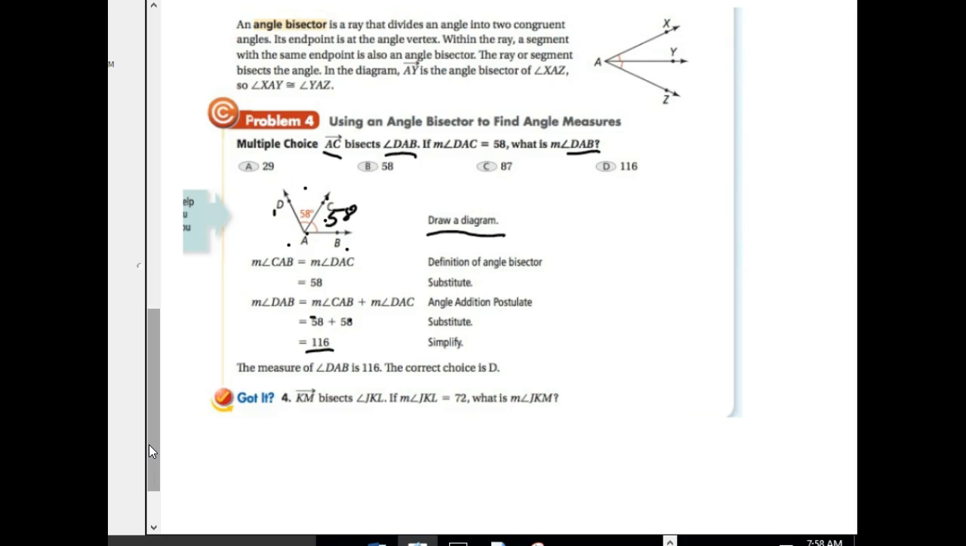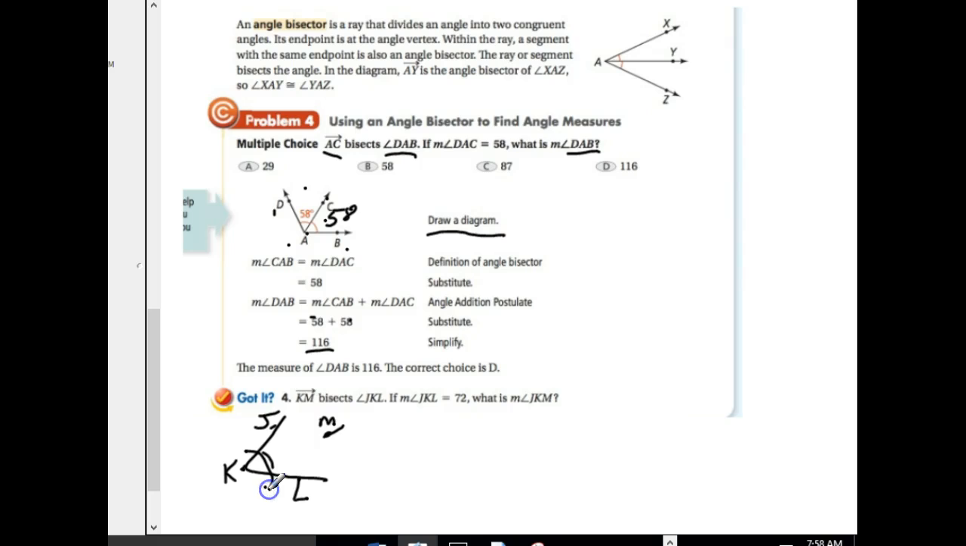Now, KM is going to bisect JKL. So again, for the same reason, we're just going to draw one big angle, and we're going to call it J. Remember, you always put the middle one at the bend of your angle. So you've got JKL over here. And it says that KM is going to bisect that, so I'm going to split it down here. Since that's already a K there, I'm going to put an M here. It says that JKL is 72. That means this whole thing right here is 72 degrees.